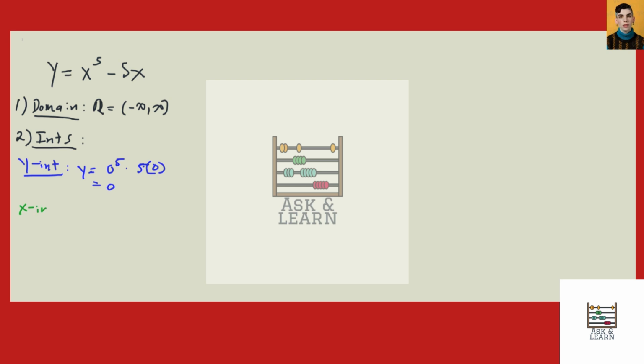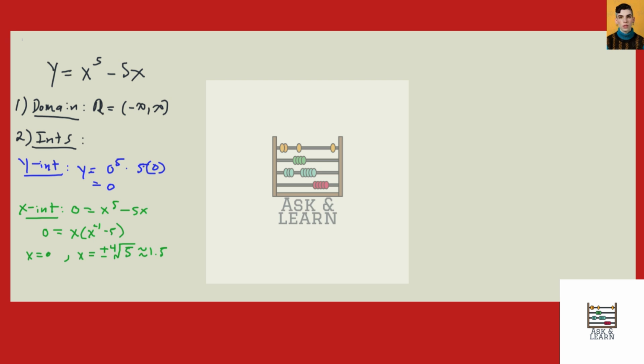And then to find our x-intercepts, remember we're going to set y equal to 0, so we get 0 is equal to x to the fifth minus 5x. And we can go ahead and factor this, and we will get 0 is equal to x times x to the fourth minus 5. And using the zero product property, we get x is equal to 0, or x is equal to plus or minus the fourth root of 5. And this here is approximately 1.5. And we'll just need to know that approximation for later.